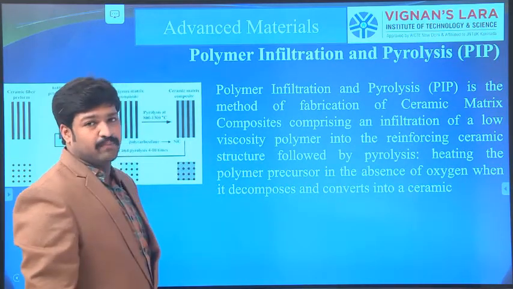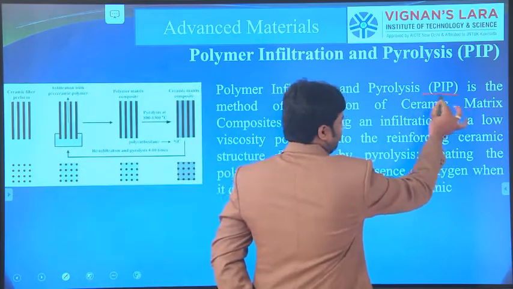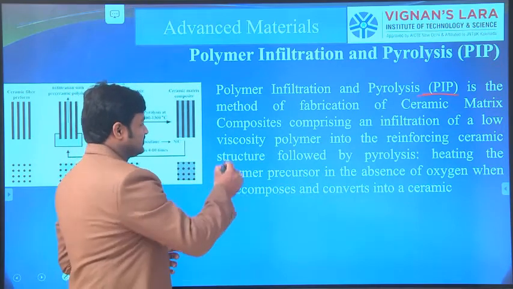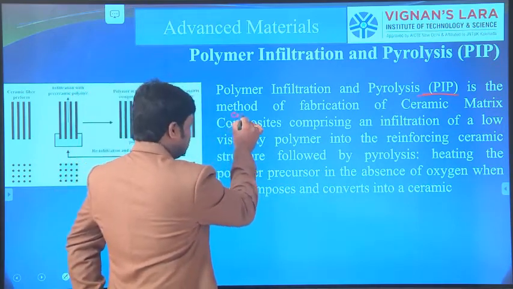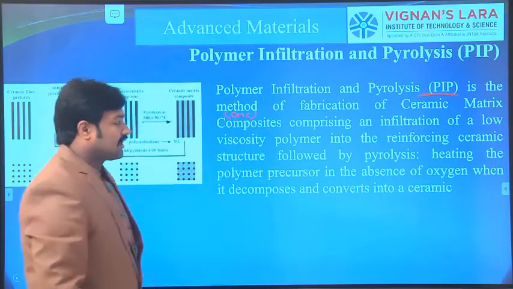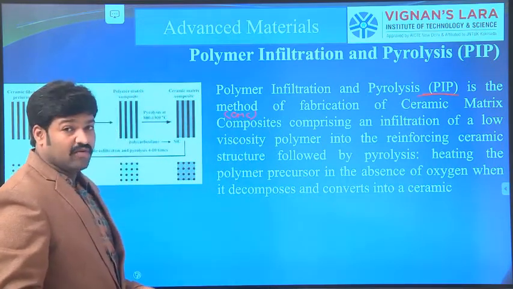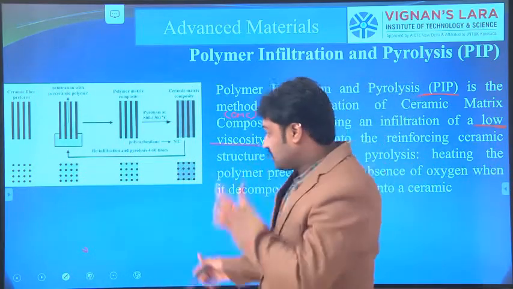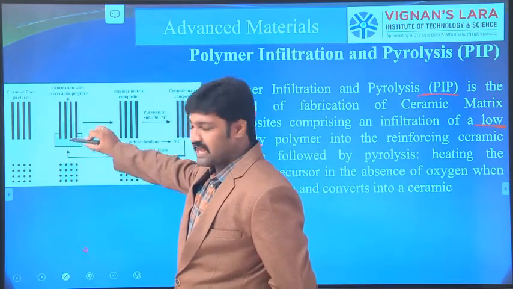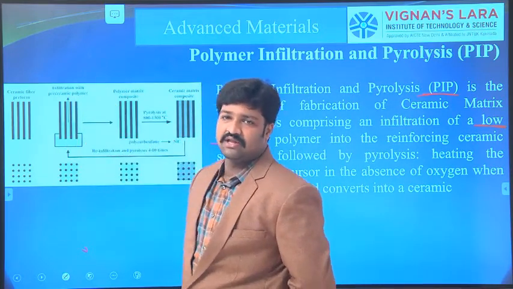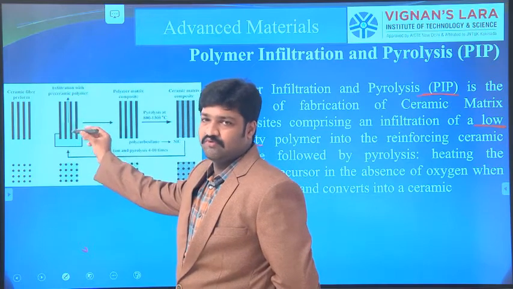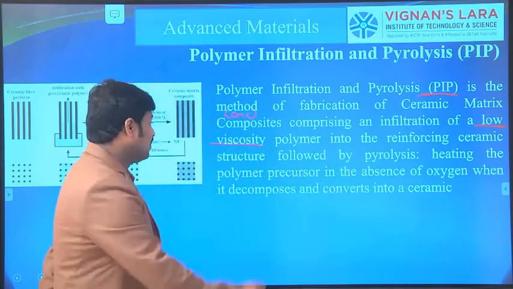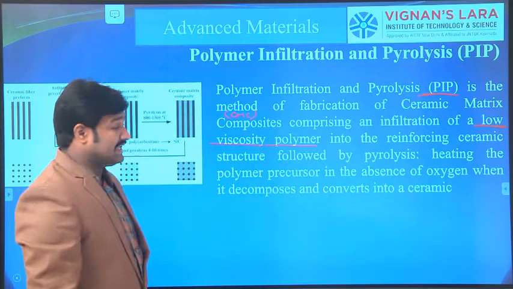Polymer infiltration and pyrolysis is generally called PIP. PIP is the method of fabrication of ceramic matrix composites, CMCs, comprising an infiltration of a low viscosity fluid. If the viscosity of this polymer is high, then due to capillary action, the material will not infiltrate into the reinforcement. To avoid that, we use only a low viscosity material, infiltrating a low viscosity polymer into the reinforcing ceramic structure.